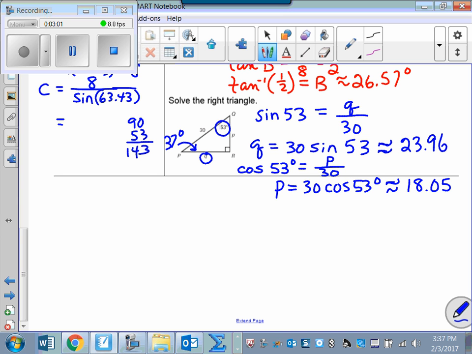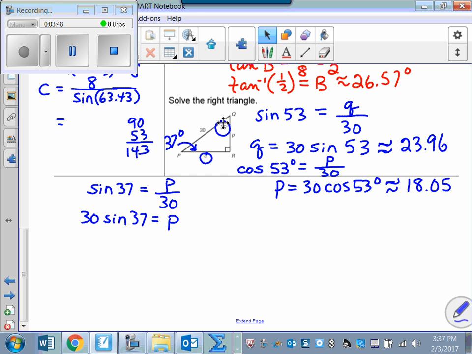So my question to you is, could I have used 37 degrees instead of 53 degrees? Of course I could. If I had said the sine of 37 degrees, what is the sine of 37? Well, it's the side opposite, so that would be P divided by the hypotenuse, side opposite over hypotenuse. So I would get the same answer: 30 sine 37 equals P. You can type that in and make sure that it is approximately 18.05.